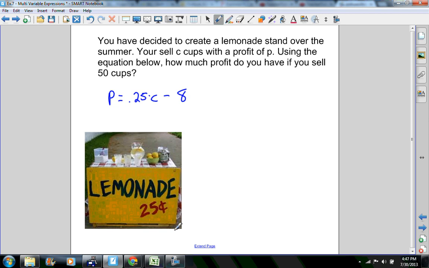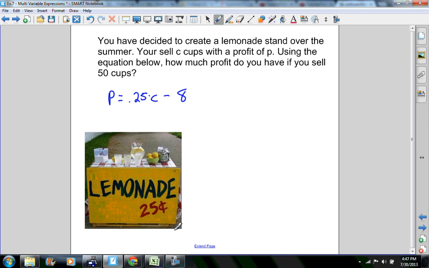Now, we'll start working with some types of story problems. So, you've decided to create a lemonade stand over the summer. You sell C cups with a profit of P, meaning your cups are represented by the C and the profit, or how much money you make, is represented by P. Using the equation below, how much profit do you have if you sell 50 cups?